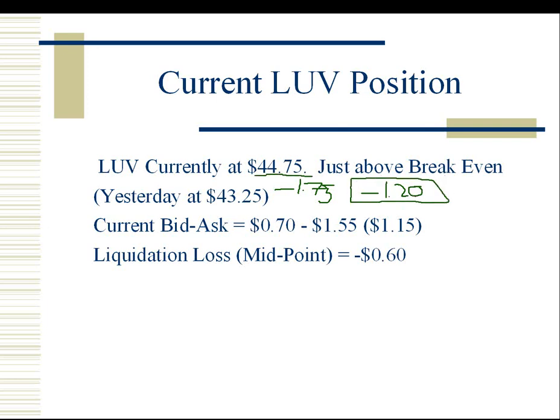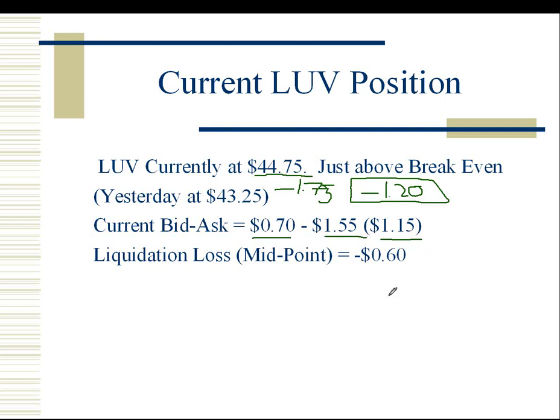But today it's looking a little bit better. There's a pop-up in price today, so we're looking pretty good there. All right, so the current bid-ask of our 45 strike put for Friday's expiration is 70 cents to $1.55, which puts us at a midpoint of $1.15.